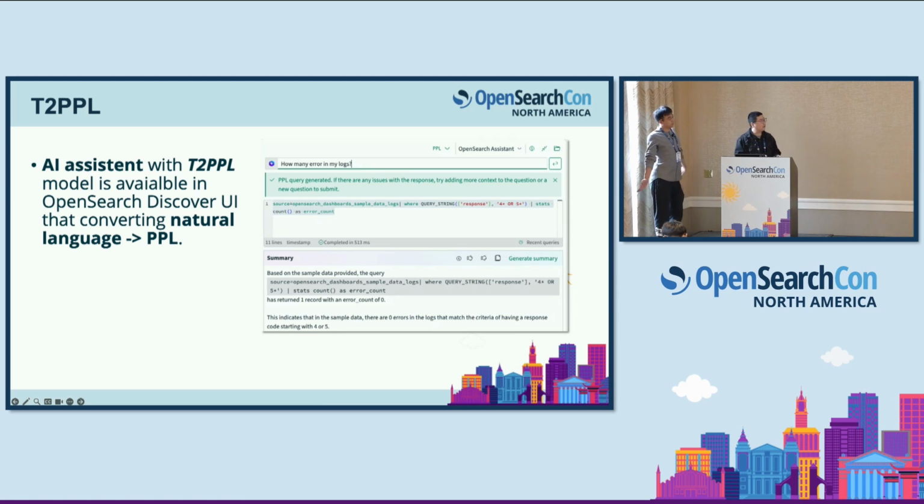Okay, even though we have a simple language such as PPL, we still have lots of commands. So for some new hands, learning PPL still has some challenges. So we provide an AI assistant in the Discovery UI. You can write some natural language, and the LLM, a text-to-PPL model, will help you translate your natural language to a PPL query.